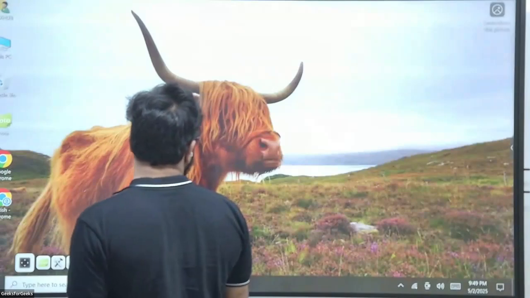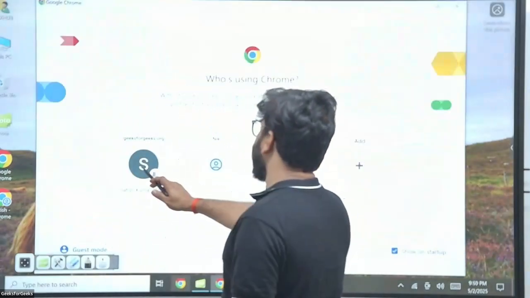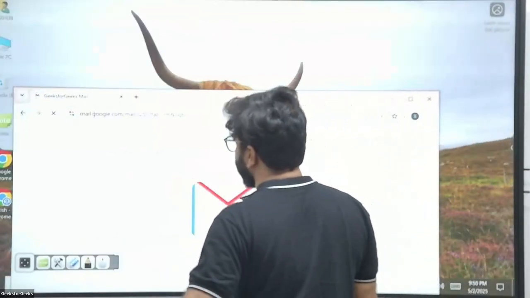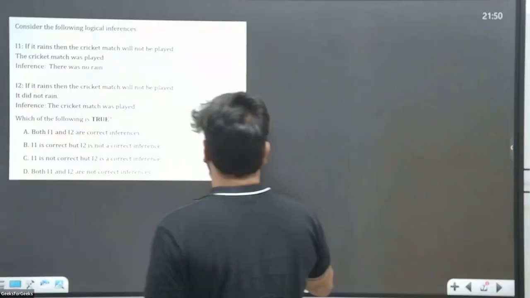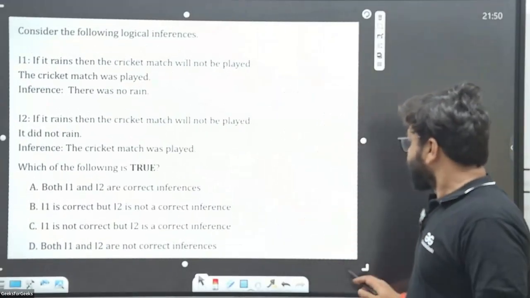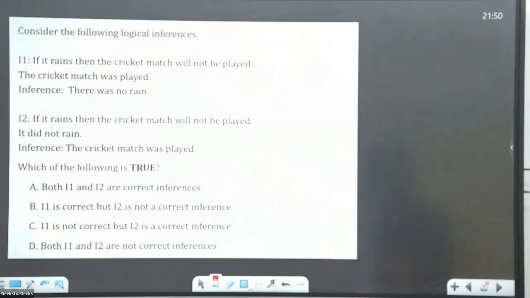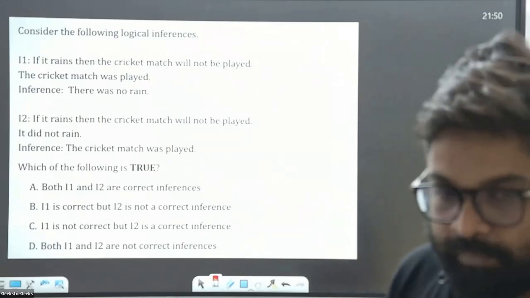GATE questions are always easy, but once you have the habit of solving my questions, definitely the GATE questions will become easy. GATE 2012, solve. Are you able to see? Okay, solve.